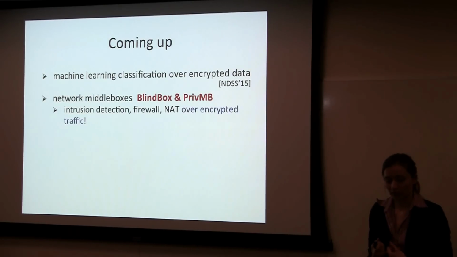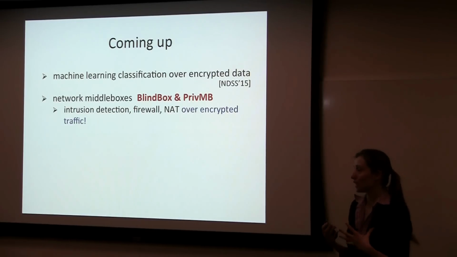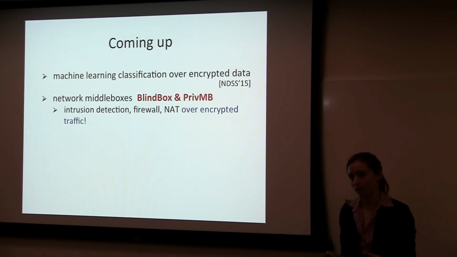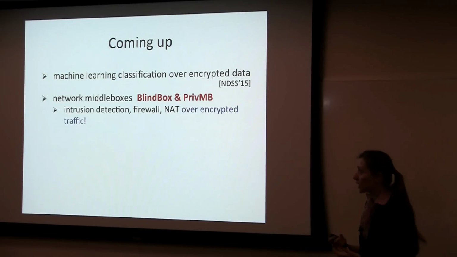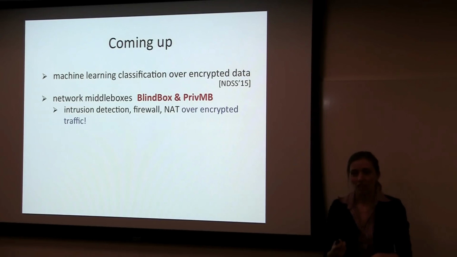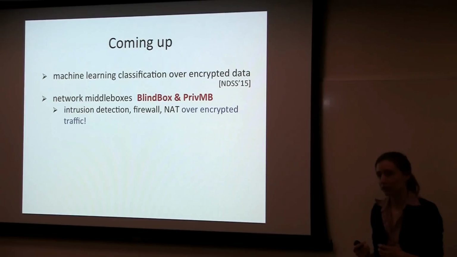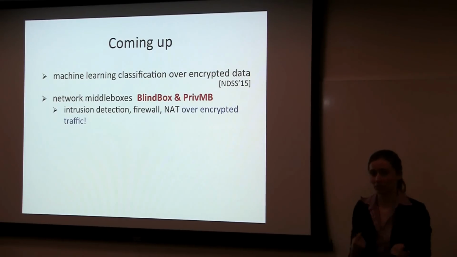Now, we're building two systems called Blindbox and PrivMB, which basically enable to run network middle boxes over encrypted traffic, so HTTPS traffic. And we show that you can actually do intrusion detection, you can check for exfiltration attacks, you can run firewalls, NAT, all over encrypted traffic.